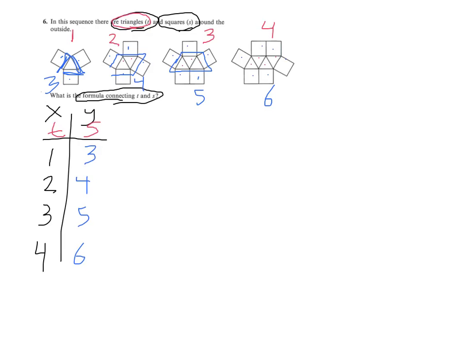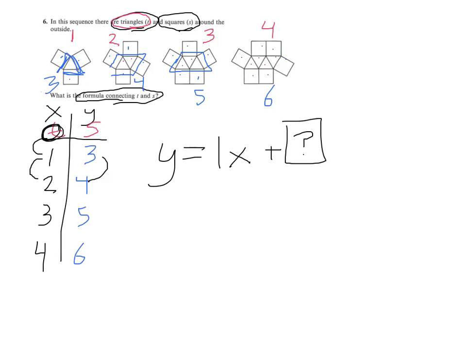Let's get the equation for this. Each time you go up 1 on the left, you go up 1 on the right. So this is going to be y equals, the slope is 1, x plus something. And how do we get that something? We have 2 different ways. Let's go back from 1 to 0. What is the y-intercept? Minus 1 from 3, and we get 2. So, y-intercept of 2.